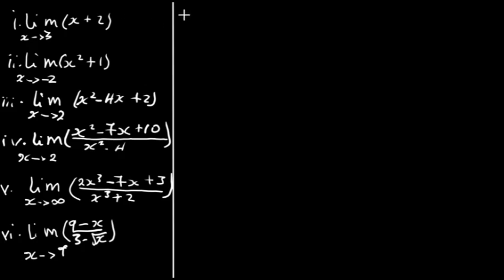Let's start with the first one. The first one, the limit of x plus 2 as x approaches 3. What we are going to do is straightforward plug the 3 into the function. So it's going to be 3 plus 2, which is equal to 5. And that is our final answer.